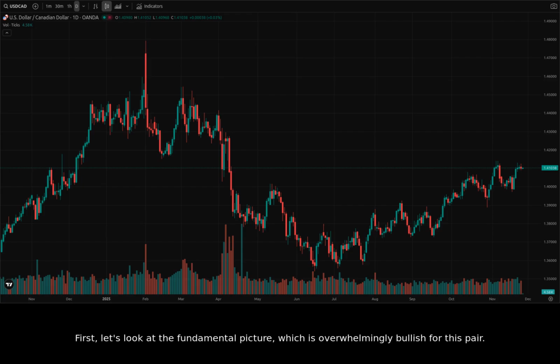First, let's look at the fundamental picture, which is overwhelmingly bullish for this pair. News reports highlight a persistent positive bias for USDCAD, driven by two core factors. Firstly, crude oil prices have been sliding, which directly undermines the commodity-linked Canadian dollar. Secondly, the US dollar itself remains broadly bullish.